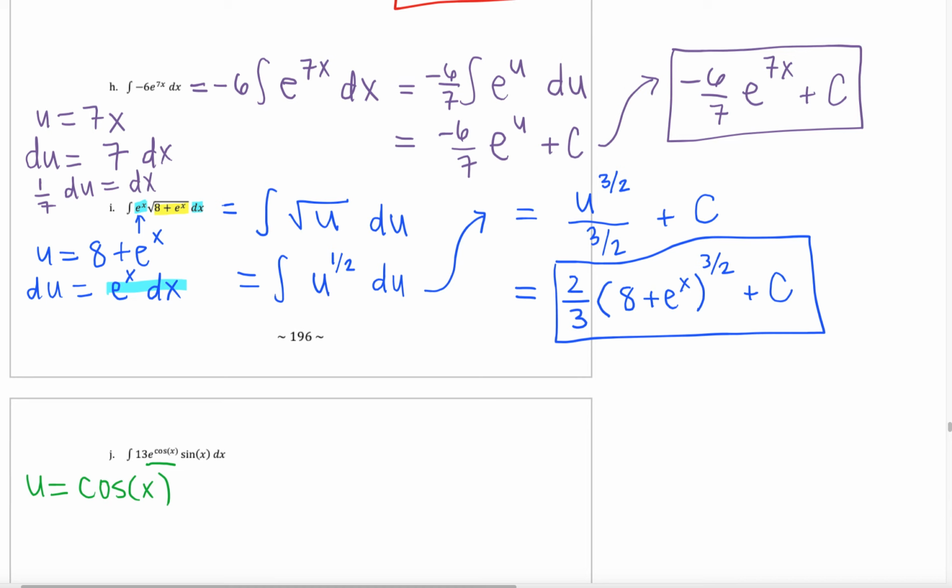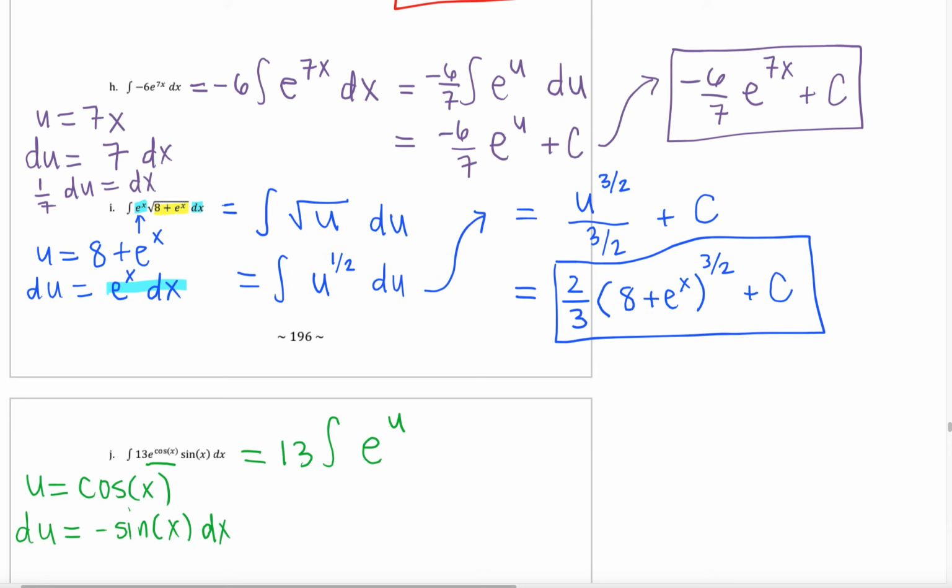So to check this, I need to find my derivative. Derivative of cosine is negative sine, so I get negative sine of x dx. Couple things to take care of: I can take that 13 out. So we get 13 times the integral of now e to the u instead of e to the cosine.